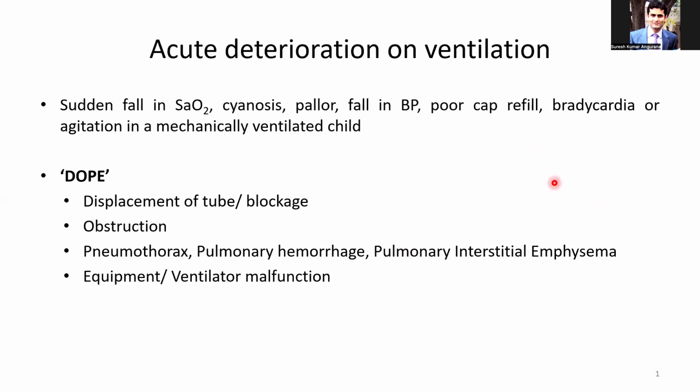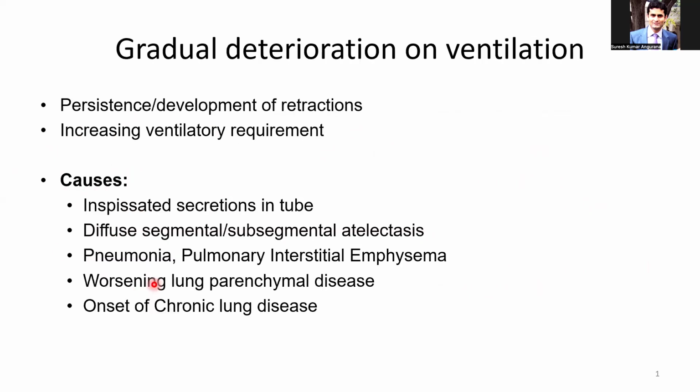Whenever there is acute deterioration on the ventilator, like a fall in saturation, cyanosis, or fall in blood pressure, we should rule out DOPE, that is displacement of the tube, obstruction, pneumothorax, and equipment failure. So these are the common causes of acute deterioration on a ventilator.